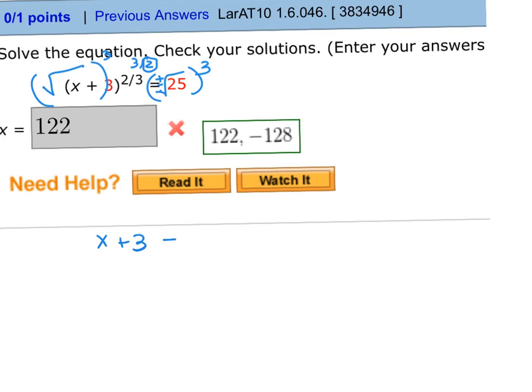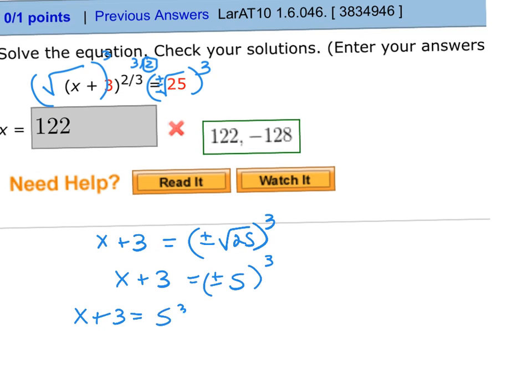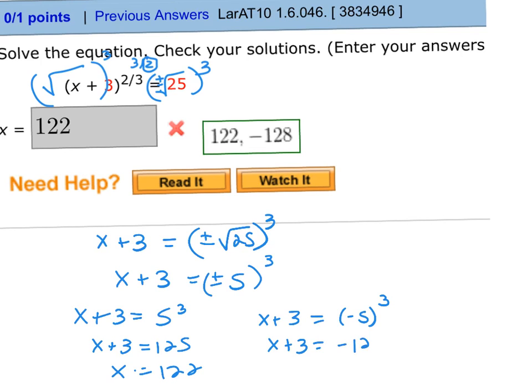x plus 3 equals plus and minus the square root of 25 to the third. So x plus 3 equals plus and minus 5 to the third, which means x plus 3 equals positive 5 to the third, and x plus 3 equals negative 5 to the third. x plus 3 would equal 125, x would equal 122, x plus 3 would equal negative 125, and x would equal negative 128. And those are your two solutions.